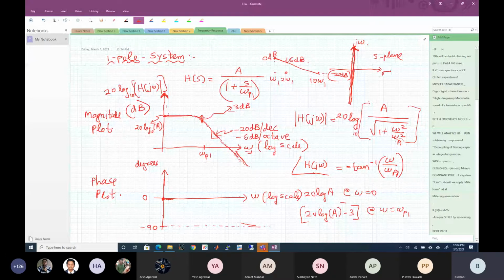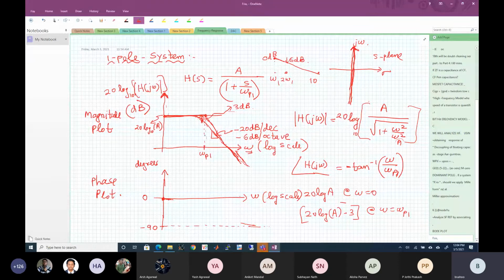It has a bend. So when we draw an asymptotic curve, we draw a straight line like this. And right at the pole frequency, we start drawing a straight line which goes at minus 20 dB per decade. This is an asymptotic plot for a one pole system, or a Bode magnitude plot. At the pole frequency, the gain is actually minus 3 dB. Keep that in mind. But in an asymptotic plot, we draw one asymptote and another asymptote. Wherever they intersect, that intersection point is called omega p1. Am I clear?